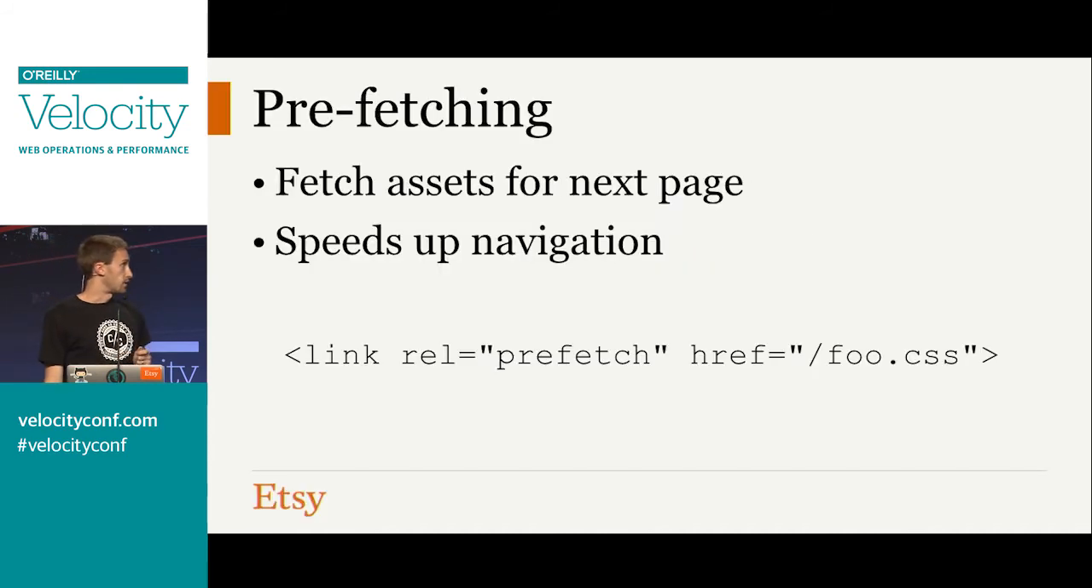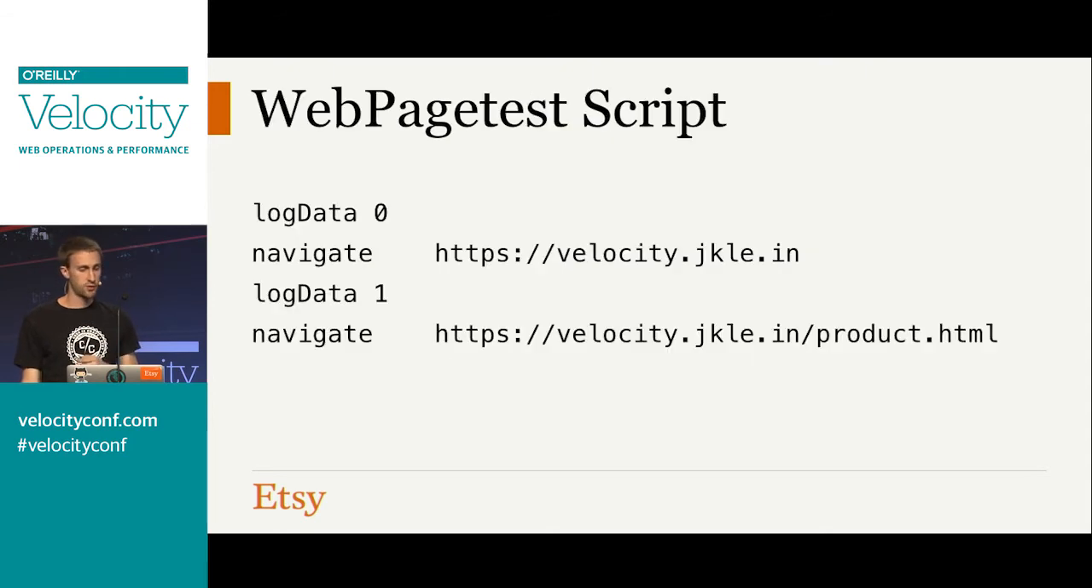So prefetching is fetching assets for the next page you expect the user to go to. The idea here is to speed up navigation. And the implementation is very, very simple. It's just a simple link tag, link rel prefetch, with an href to the resource you want to fetch. To test this out, you can write a simple WebPageTest script. Turn off data logging, with logData 0, navigate to some page, turn data logging back on, and then navigate to a second page. This gets you only the results in WebPageTest for that second page, since you weren't logging data for the first page. So this is a great way to see how prefetching impacts your site.